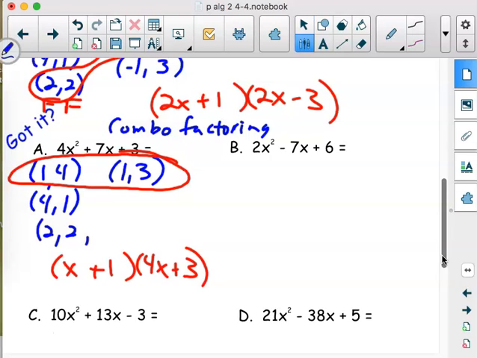2x squared minus 7x plus 6. Can we take the 2? Can we pull a 2 out of all of that? Nah. All right. Well, then it's a combo problem. So I've got 1 and 2, 2 and 1, and now the part that takes a little more thinking. I need this to multiply to +6, but it's somehow going to have to add to a -7. So what kind of numbers will multiply to something positive but add to something negative?